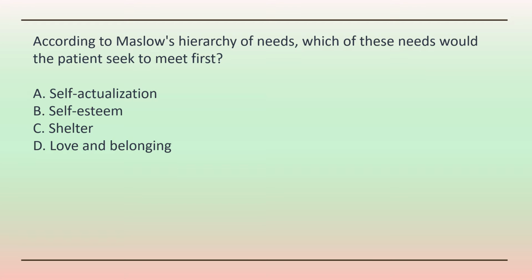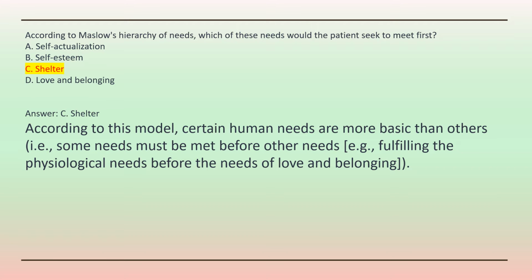According to Maslow's hierarchy of needs, which of these needs would a patient seek to meet first? A. Self-actualization. B. Self-esteem. C. Shelter. D. Love and belonging. Answer C. Shelter. According to this model, certain human needs are more basic than others, i.e., some needs must be met before other needs, e.g., fulfilling the physiological needs before the needs of love and belonging.